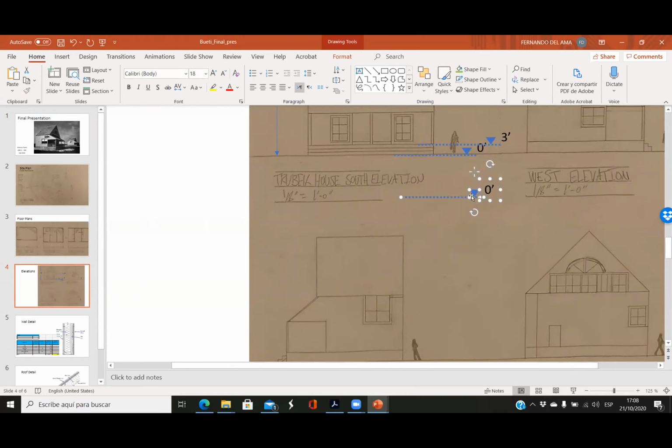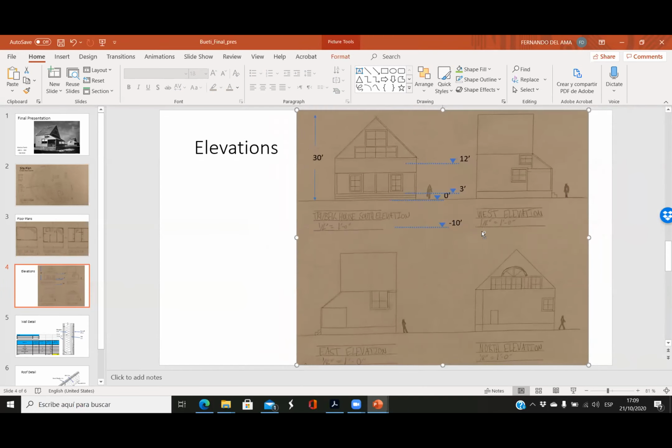So if there's a basement level here, this can be negative 10, for example, or negative 8, or negative 5, or negative 6, or whatever. Okay, but if we work with levels, I think it's easier to understand, and then the total height of the building, it's fine. And then you can add the graphic scale, so that would be great.